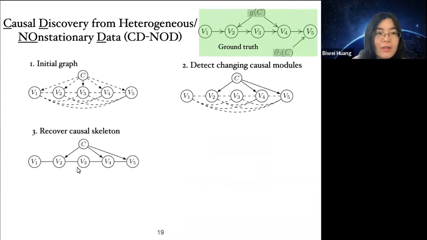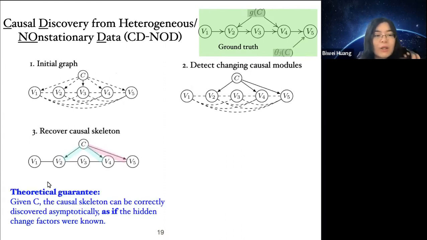Next, we recover the causal skeleton by further testing for the conditional independence between every pair of observed variables in an efficient search manner. There's an edge between V_i and V_j if they are dependent given any subset of their adjacent variables, including C. And furthermore, we can identify which variables are influenced by the same change factors. Theoretically, we can show that given C, the causal system can be correctly discovered asymptotically as if the hidden change factors were known.